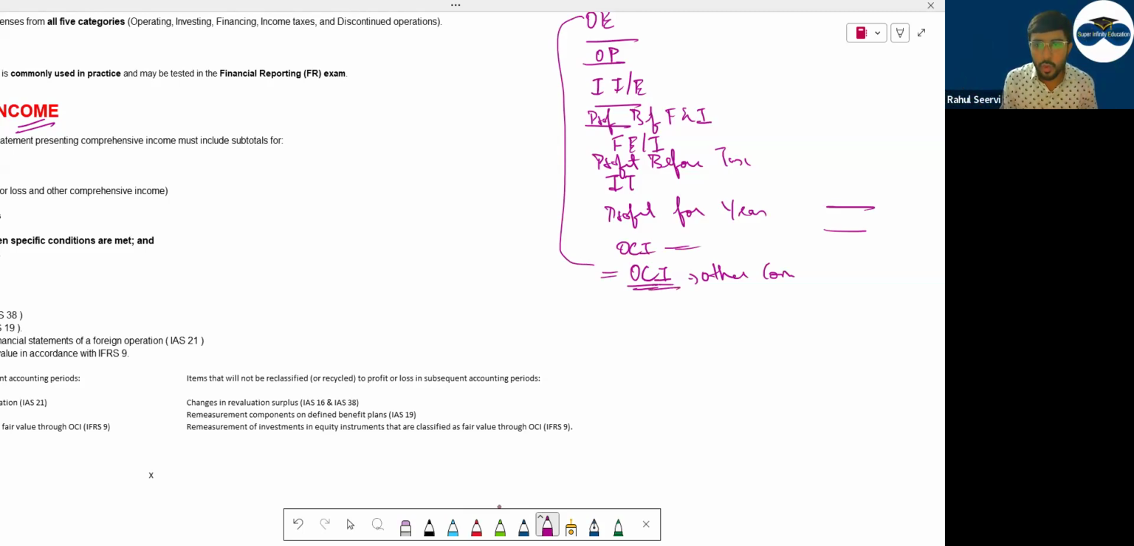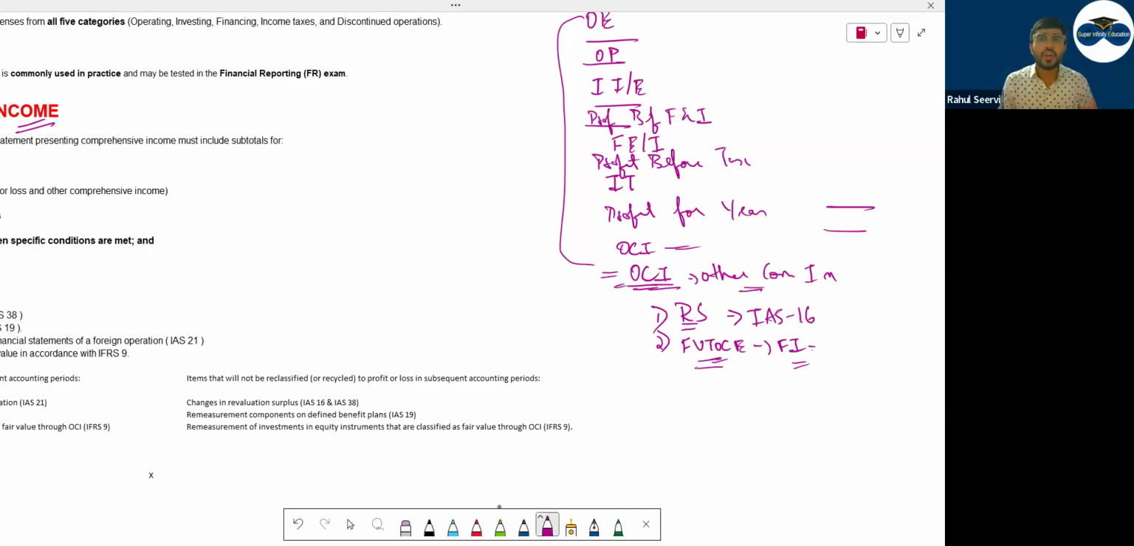Under this OCI, what all will be coming? Two things only you have in your FR. The first one is revaluation surplus. Sir, I don't understand what this is. We'll be coming to it. What does revaluation surplus mean? IAS 16. Then you have fair value through OCI, from your financial instruments chapter. You won't understand this either. Again, once we come there, we will understand this. In OCI, the two items which will be tested in FR: first is revaluation surplus, and the second is fair value through OCI in IFRS 9.